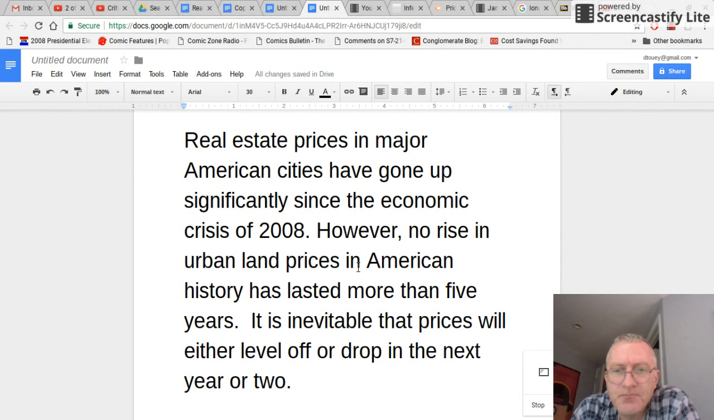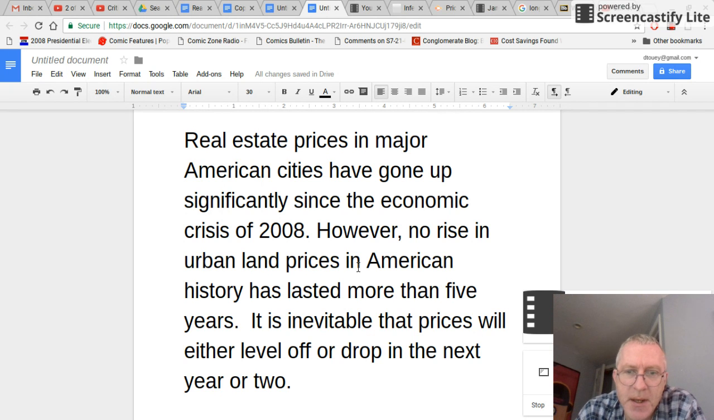There's another argument. Real estate prices in major American cities have gone up significantly since the economic crisis of 2008. However, no rise in urban land prices in American history has lasted more than 5 years. It is inevitable that prices will either level off or drop in the next year or two. Again, not absolutely clear. There are no inference indicators here at all. But if you read it for sense, it becomes clear that this here is the conclusion to the argument, and the rest of it is meant to support it.